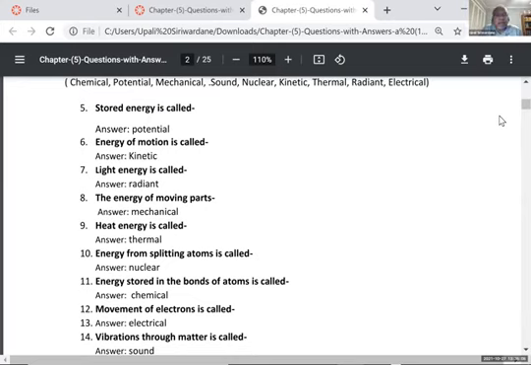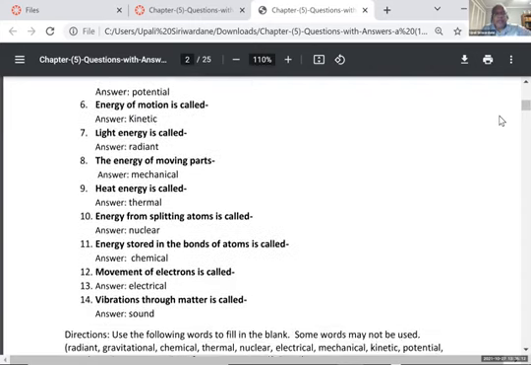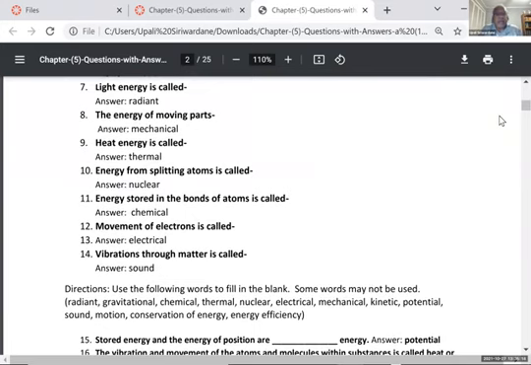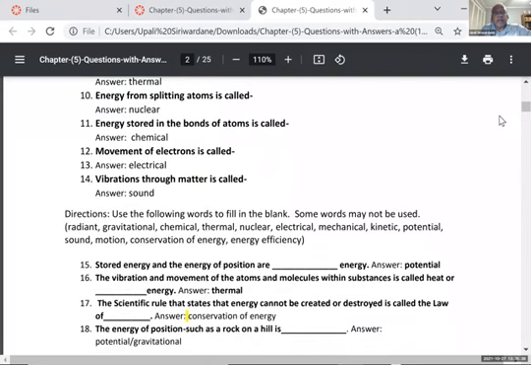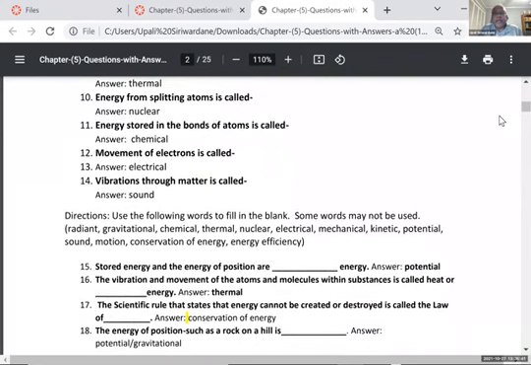Energy of motion is called kinetic energy. Light energy is called radiant energy. Energy of moving parts is mechanical energy. Heat energy is called thermal energy. Energy from splitting atoms is called nuclear energy. It's the potential energy of the nucleus, bonding between neutrons and protons. Chemical energy is bonding between atoms, broken, releasing energy. Energy stored in a bond of atoms is called chemical energy.